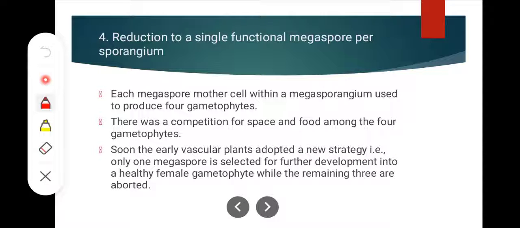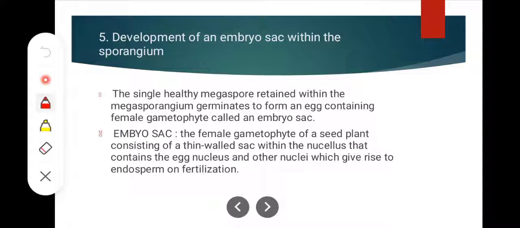Next, fourth is a reduction to a single functional megaspore per sporangium. Each megaspore mother cell within a megasporangium used to produce 4 gametophytes, and there was competition for space and food. So soon the earlier vascular plants adopted a new strategy. Only 1 megaspore is selected for further development, while the remaining 3 are aborted, as in real life in humans. Like if there are 4 babies, then 1 survives and the other 3 are aborted, or sometimes 2 are aborted. So there are differences in their function, forms, and needs for survival.